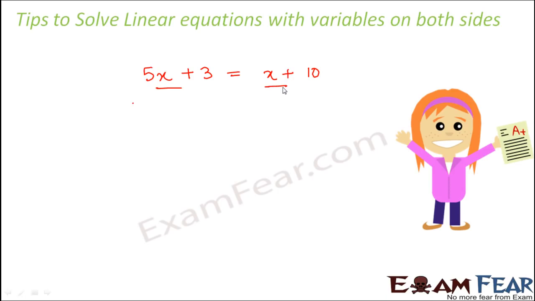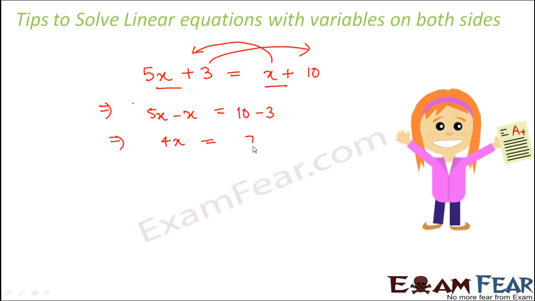So again here also we will follow the same trick. We will try to collect all the variables on left hand side. We will try to send all the constants to the right hand side. So for that what we would do, 5x minus x. So this x would have come this side and this 3 would go this side. So this would become 10 minus 3. So 5x minus 1x would be 4x. 10 minus 3 would be 7. So therefore x will be equal to 7 by 4.